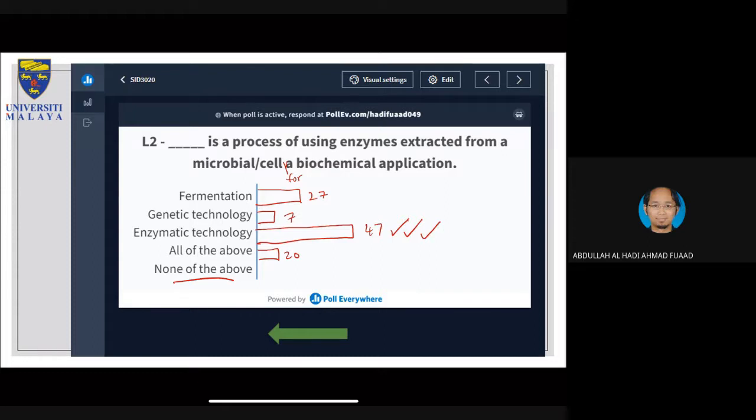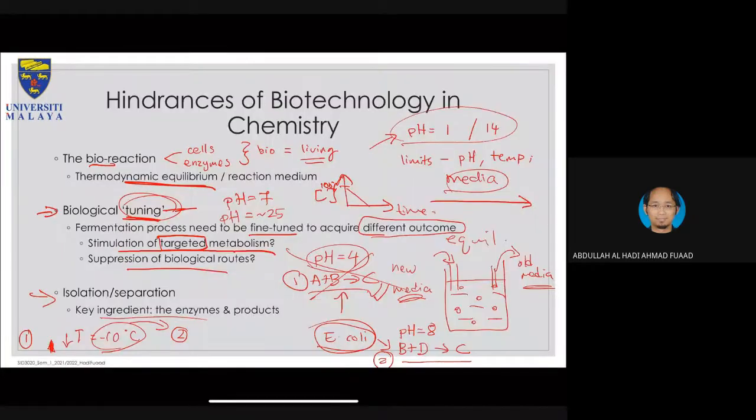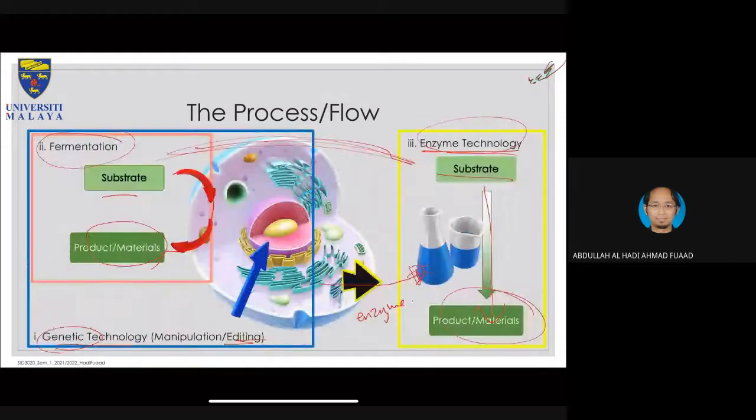Enzymatic technology. If you go back, I can just quickly scroll back. It's about this slide. So you have fermentation, genetic technology, and enzymatic technology. In fermentation and genetic technology, you are still using the living organism. Enzymatic technology is where you use extracted enzyme. You extract the enzyme, you put it in here, you have substrate, you put it in, take it out, you get your product. Everything else, from the substrate, it goes into the cell. In genetic technology, basically, you manipulate your DNA over here to produce the product of interest.